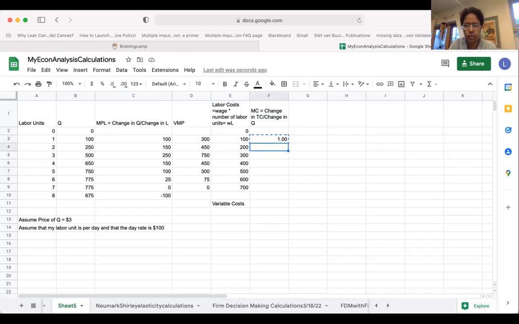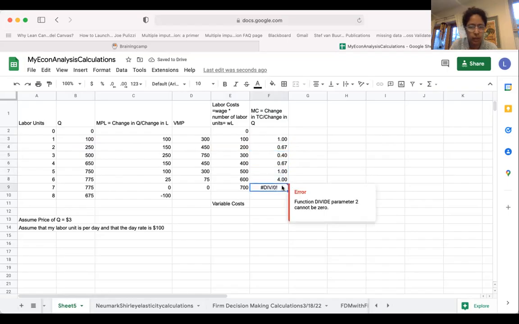Let me actually go through this. So I want it to be the change. It's E4. It should be this. 200 is my current cost. 100 was my cost before. And what's my change in Q? My new Q is 250. My old Q is 100. Okay, and keep that pattern in the formula.